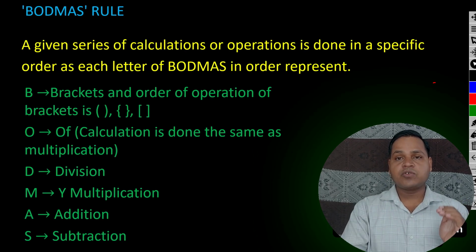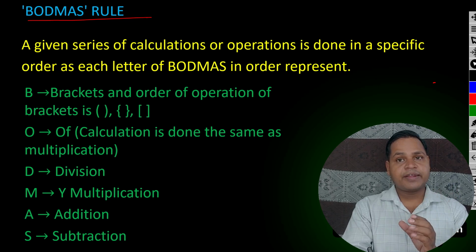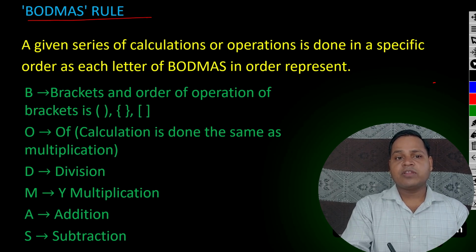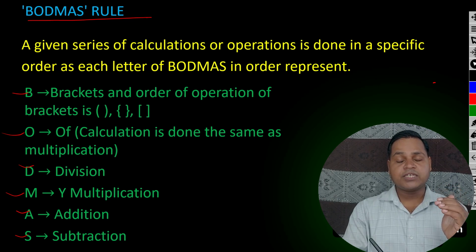Here we see a basic introduction or basic overview of the BODMAS rule. So here we see the definition. A given series of calculations or operations is done in a specific order. That means every mathematical operation is done in a specific order according to the BODMAS rule. The word BODMAS has many letters and each has a special meaning. B means bracket, O means operation, D means division, M means multiplication, A means addition, and S means subtraction. That means whichever letter comes first, that operation is done first, and whichever letter comes after, that operation comes in the last.